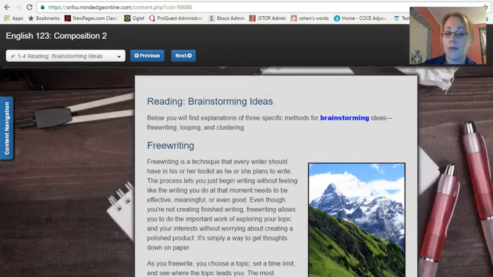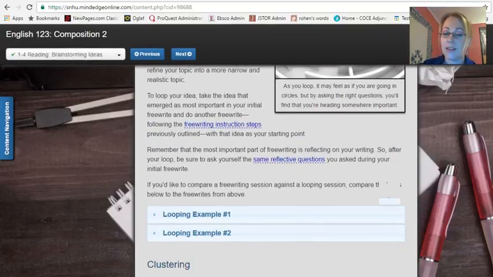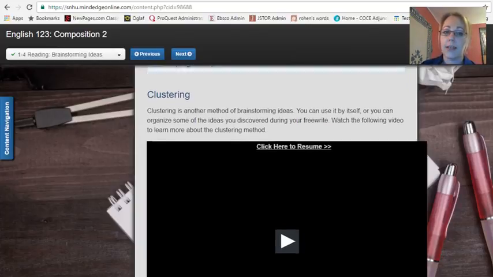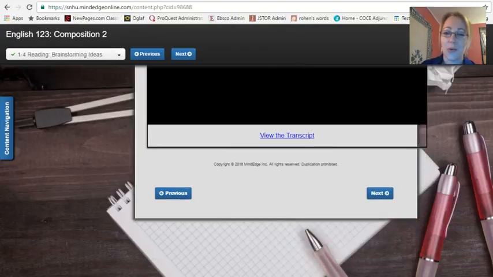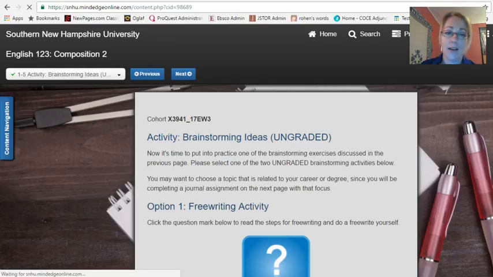We're going to be talking about free writing, brainstorming, looping. There's a couple of activities in here. And in our announcements, we will talk a bit more about free writing and brainstorming and the importance of those. Okay. Then we hit next. And it's going to take us to our next activity. And this is an ungraded activity, but remember, I encourage you to do both the graded and ungraded activities.